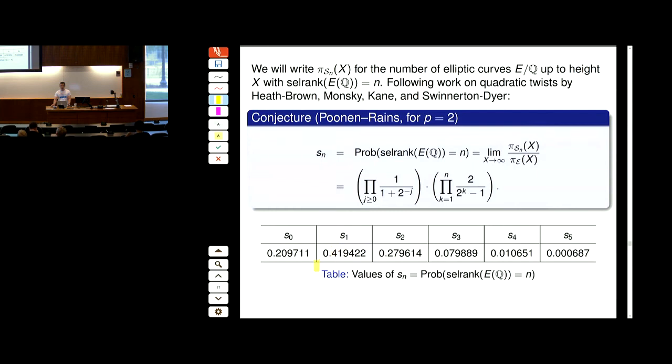41% should have Selmer rank 1, and then 27%, and so on and so forth. Okay? So it gives you already some stratification of how many Selmer ranks you should find of each order. Which, as I said, those are bounds for the ranks. It is known that there are elliptic curves of arbitrarily large Selmer rank. That's not hard to prove. But it is also known there are elliptic curves with arbitrarily large Sha. So that's the bad news.